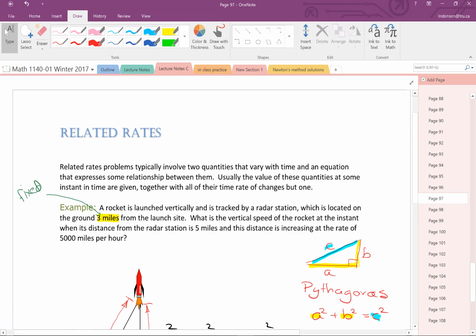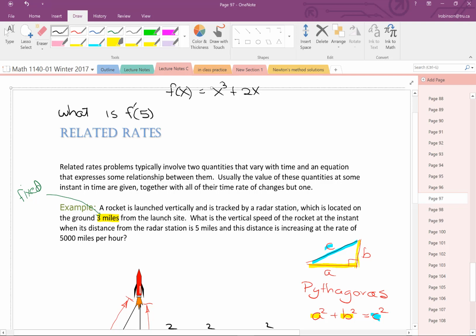So it would just be like, suppose we had something like f of x equals x cubed plus 2x. And you wanted to find out what is f prime of 5. Would you plug the 5 in before taking the derivative or after? After, right? Because if you plugged it in before, well, you just get a constant, and then you take the derivative, it would be 0. So that's not what you want to do.